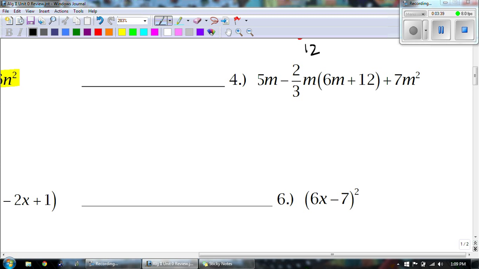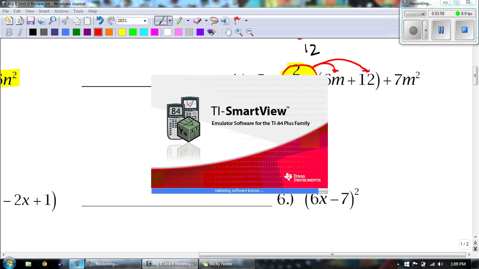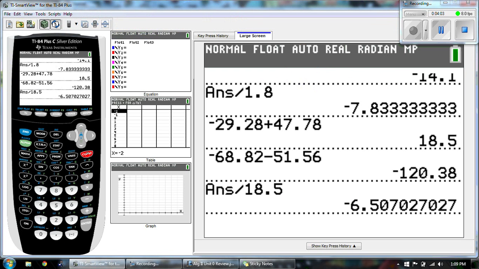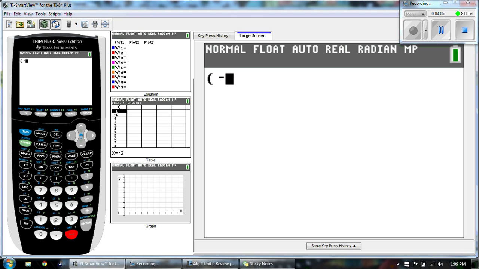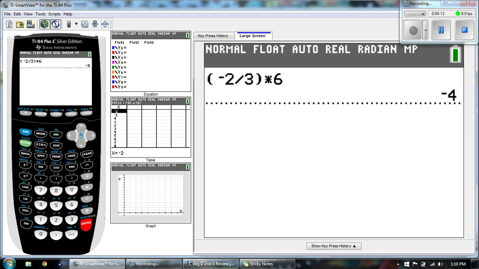All right, number 4, they're making us do a little bit of work. Okay, I see parentheses, and outside that parentheses is -2/3. So I need to distribute the -2/3 to everything inside. Now, we can do this in your head, but remember we've got a calculator too. So if you want to double check, that's fine. But the first thing we're distributing that -2/3 to is the +6. So -2/3 times 6 gives us -4, and that would be -4m.